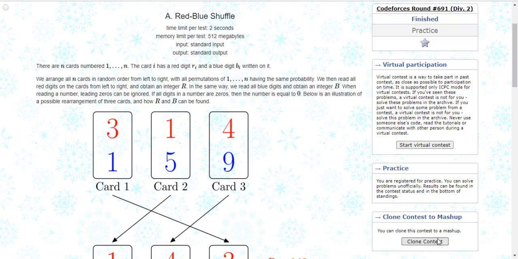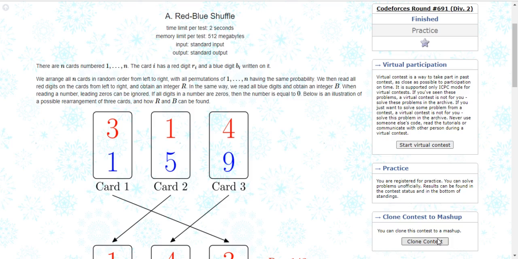Everyone, now we are going to discuss problem A from Codeforces Round 691, rated for Division 2. The time limit per test case is 2 seconds and the memory limit per test case is 512 megabytes. The problem is named Red Blue Shuffle. So let's read the problem statement.